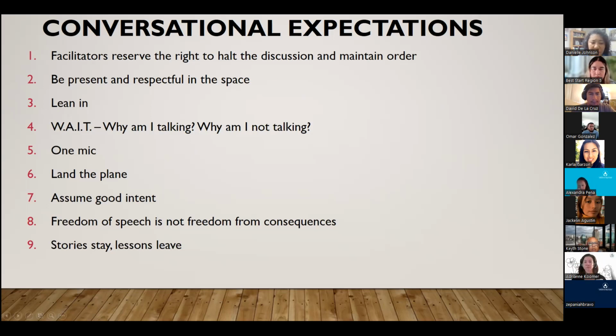There might be something that is said that goes against your belief system, your values, your culture. How can you engage in that a little bit more and share your side while also being open to the dialogue today? Why am I talking? Why am I not talking? Or wait, I love this.